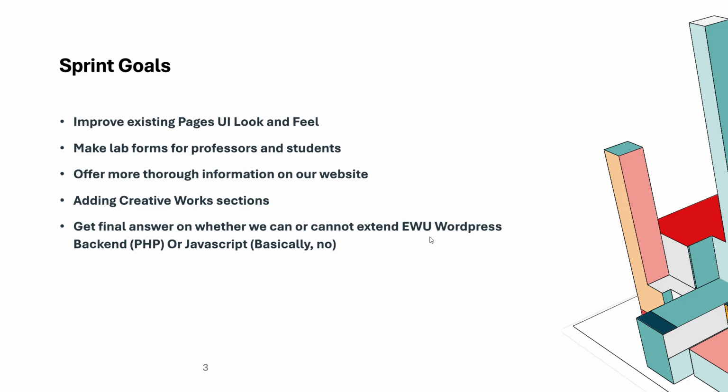Our sprint goals were, we had a lot of good goals this time. We wanted to improve all of our pages' UIs and make them more uniform. We updated our UI for our pages so everything looks more uniform and a lot more professional, I believe. And then we made platforms as well, and we have added a lot more information for all of our pages as well as the creative section.